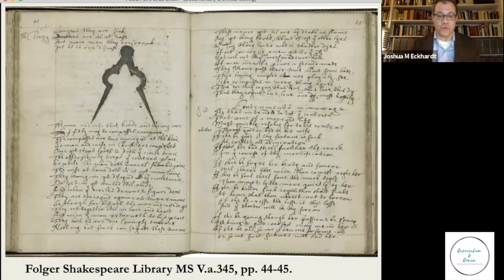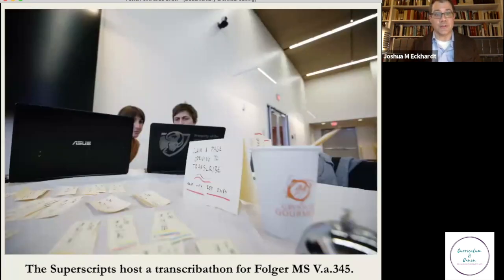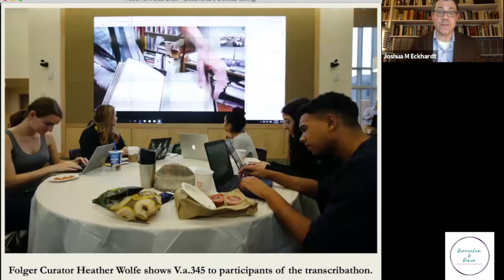The students in the course joined students who over 3 different semesters triple transcribed an entire book of poems, over 300 pages, over 500 poems. The effort was led by VCU's student organization for paleography called the Superscripts. Here they are at the Transcribathon they hosted to support the effort. And there's Heather Wolf joining us via Zoom to show us the document that the students are all transcribing.